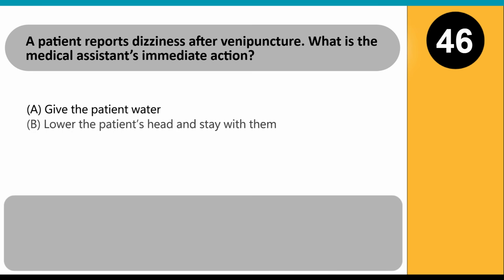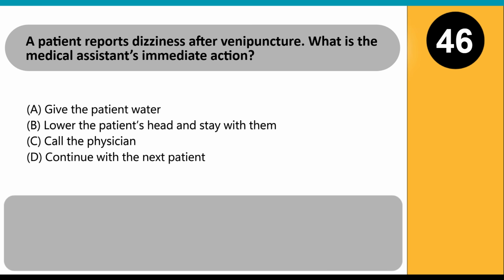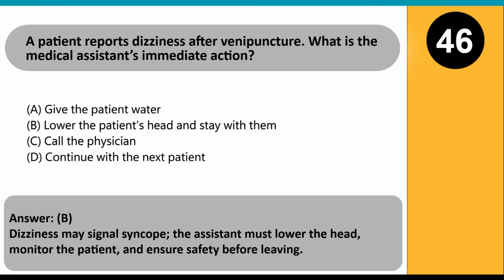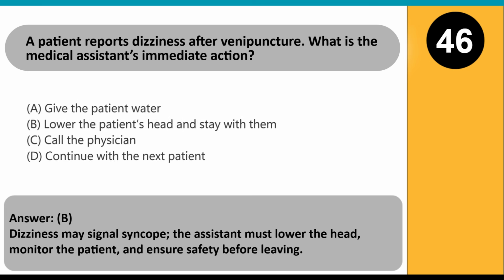A patient reports dizziness after venipuncture. What is the medical assistant's immediate action? A. Give the patient water. B. Lower the patient's head and stay with them. C. Call the physician. D. Continue with the next patient. Answer: B. Dizziness may signal syncope. The assistant must lower the head, monitor the patient, and ensure safety before leaving.